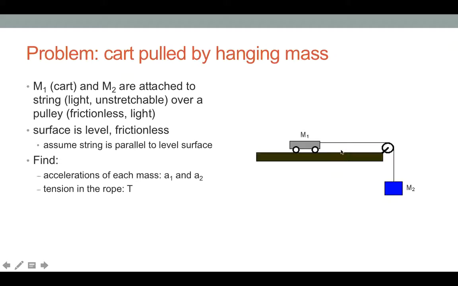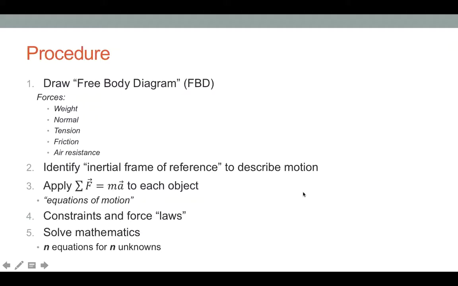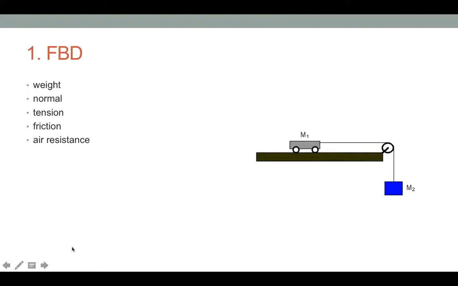What we're going to look for is the acceleration of each of the mass 1 and mass 2, and we'll find the tension in the rope. And we will solve this problem exactly as we'd have before with the same procedure. So first we're going to draw the free body diagram. So what I want you to do is, in your notes, take a sketch of the free body diagram before we continue.